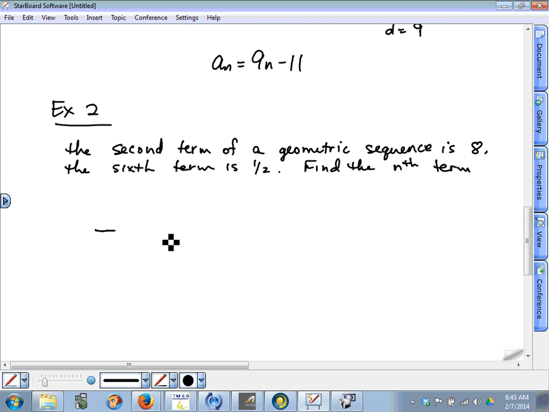So list 6 blank spots representing the terms of the sequence. The second term would be an 8. The sixth term is 1/2. Now again, some of you may be able to just fill in the blanks and come up with this by observation, but let's figure it out the real way.